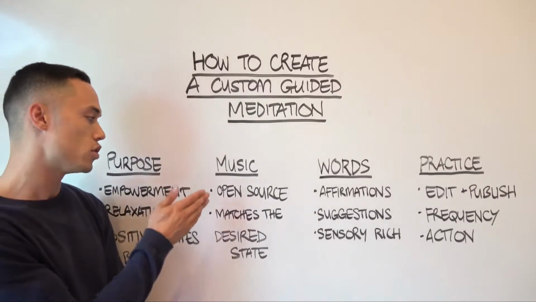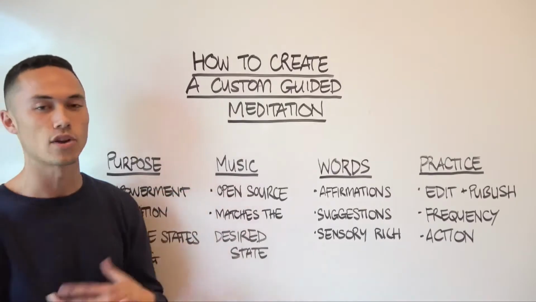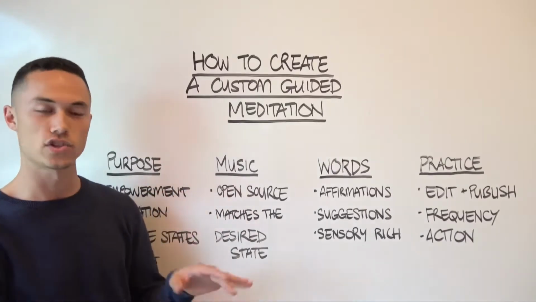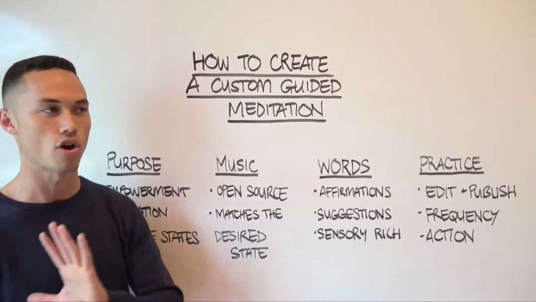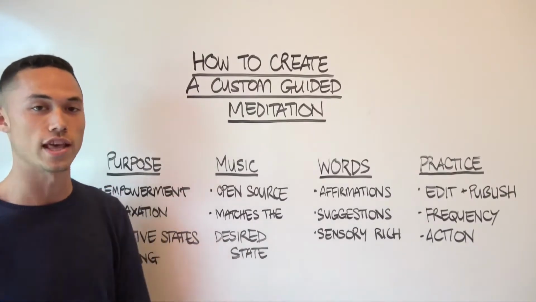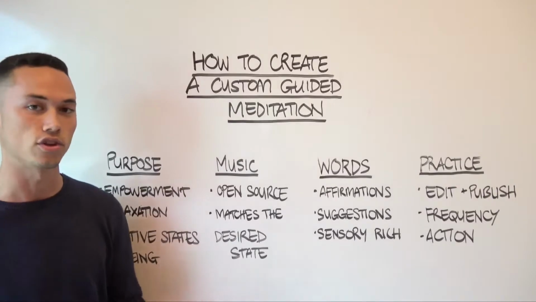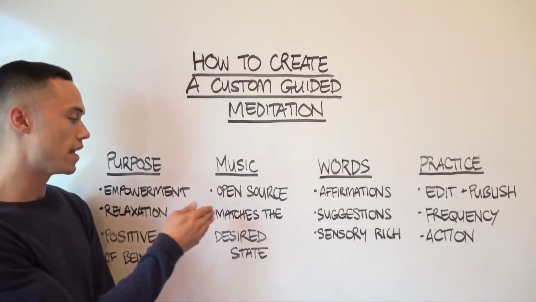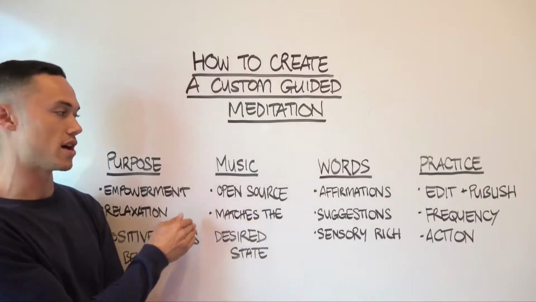So make sure the music is open source first, and there's plenty of great websites online. You just type in open source music, you'll find a whole bunch of different stuff. Even on YouTube, they have Creative Commons. You can search their licensing rules there and you can use those tracks. Then, of course, make sure it matches the desired state.